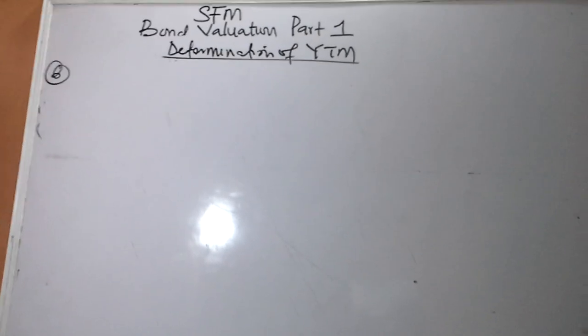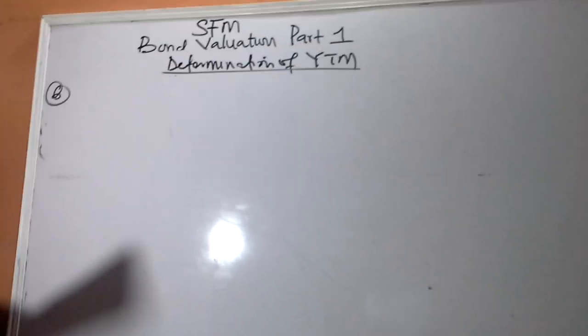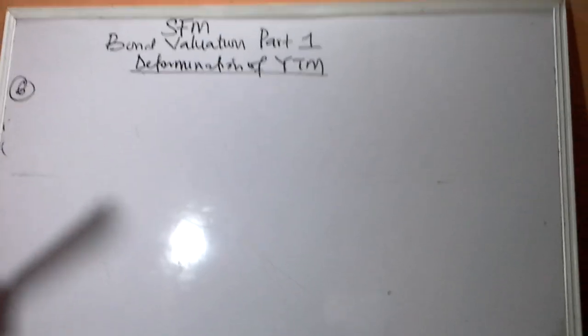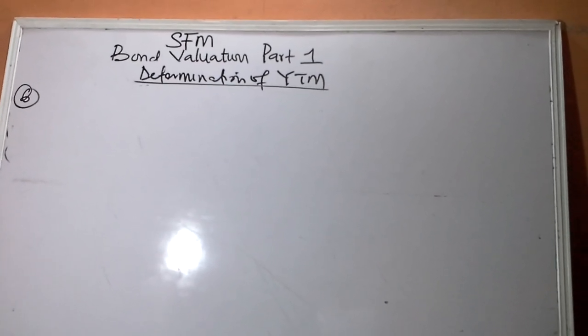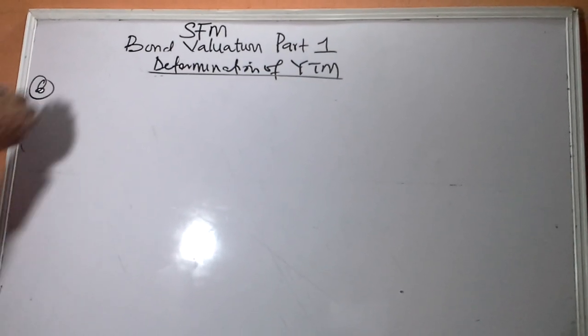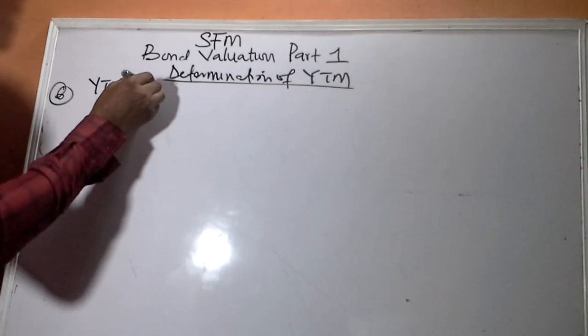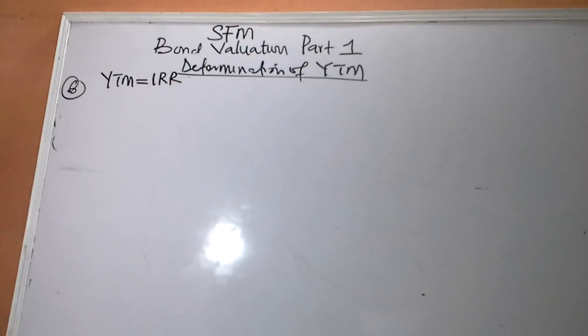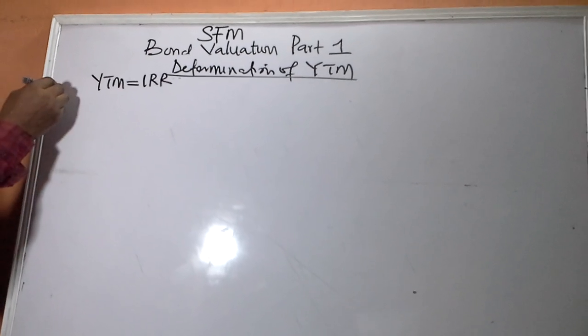Redeemable, with a redemption period of 2 years, a face value of 100 naira, and a market value of 98 naira. What is the yield to maturity? Like I told you earlier, your YTM is simply your IRR. And I don't expect anybody at this level not to know what IRR is.